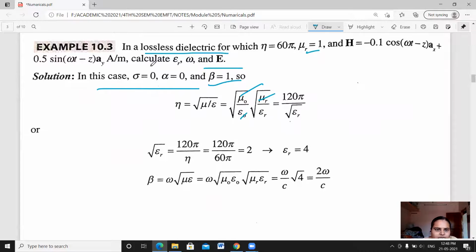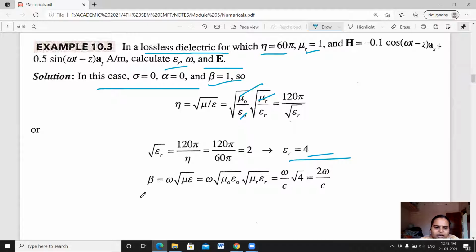We don't know epsilon r, we have to calculate it. In the medium, what is the equation for epsilon r? Therefore, square root of epsilon r is going to be 120 divided by eta. Here the eta value is already given, that is 60. Substituting here, we get 2. Therefore, epsilon r is nothing but 4.